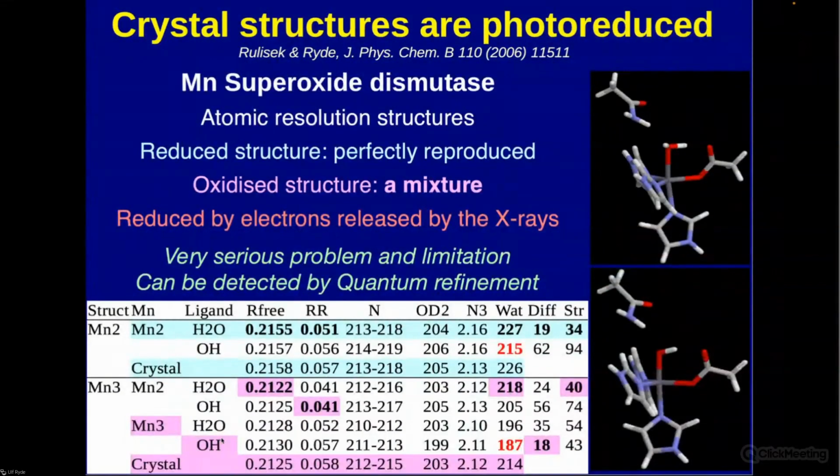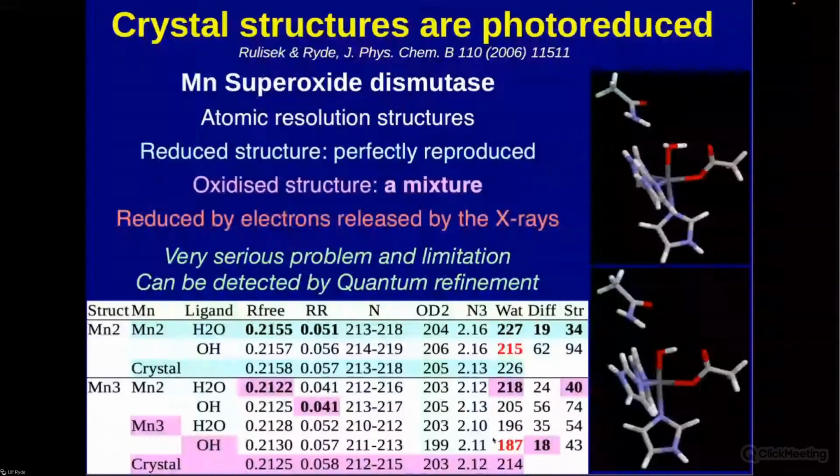First we thought this was a bad system, but then we found out that what's happened here is that when you beam X-rays on a crystal, you release electrons, and electrons go wherever they can, and preferably to sites that can be reduced, for example, metal sites. So even if the structure started in the oxidized state, manganese 3 with OH, during data collection it slowly changes to the reduced state with manganese 2 and water. And the crystal structure is then a mixture between these two states, and therefore we cannot say what it contains because it's a mixture.